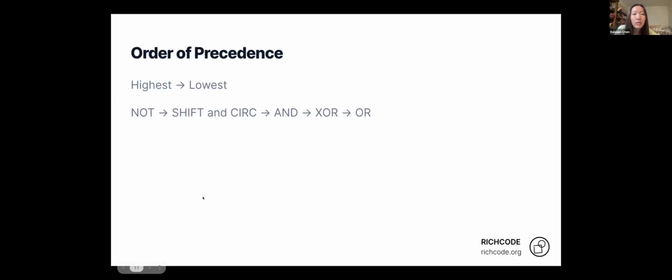So this is just the order of precedence for binary bitwise operators. The most important comes first. When you see an expression, the one you'll evaluate first is not, then shift, and then and, then exclusive or, and then or.